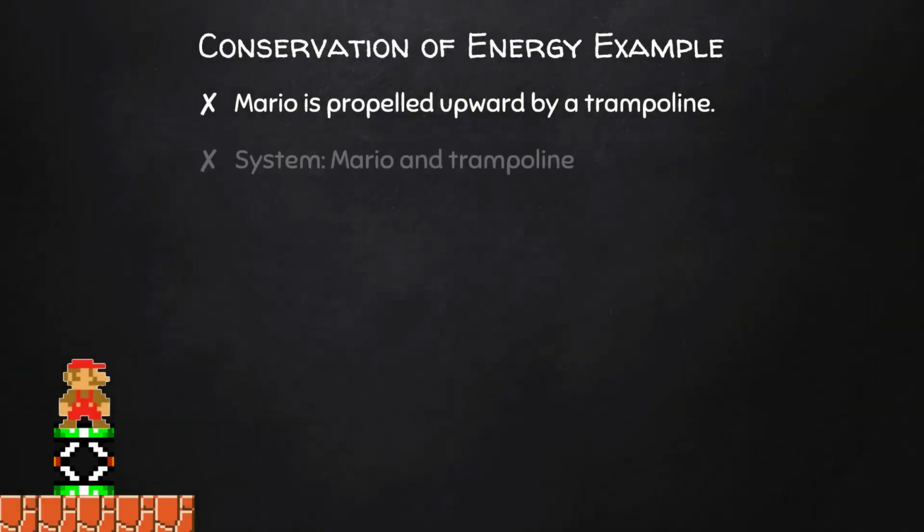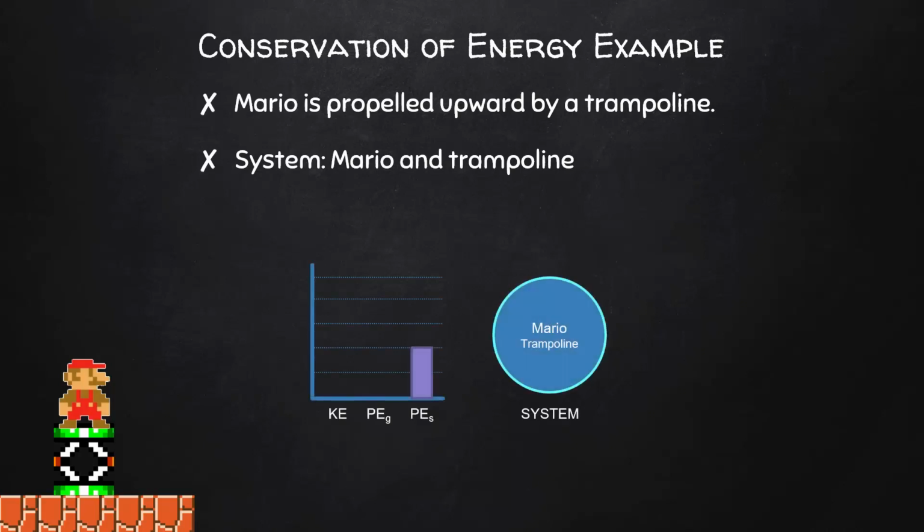Let's look at it again. This time, the system is Mario and the trampoline, but not the Earth. Since the trampoline is compressed at the beginning, there is some elastic potential energy. Since the trampoline is part of the system this time, when Mario jumps, we won't say that there's any work done on the system. The trampoline is in the system, so it can't do work on the system.